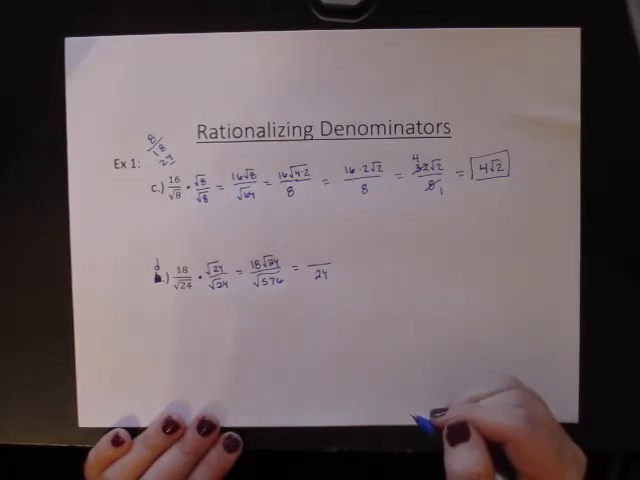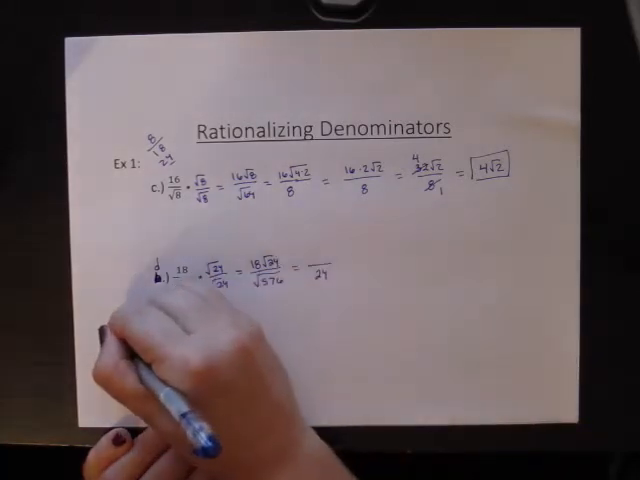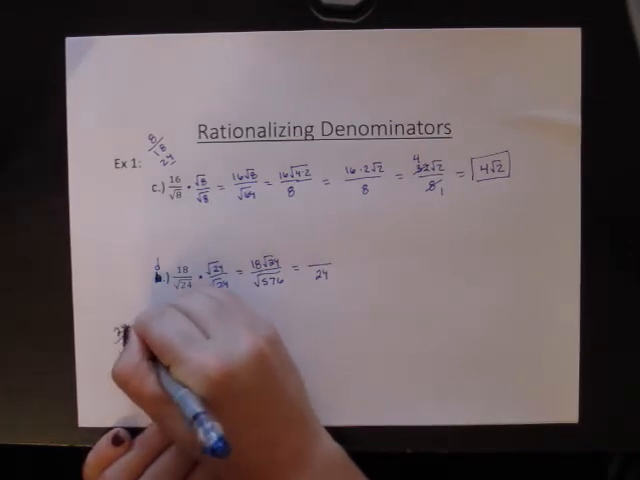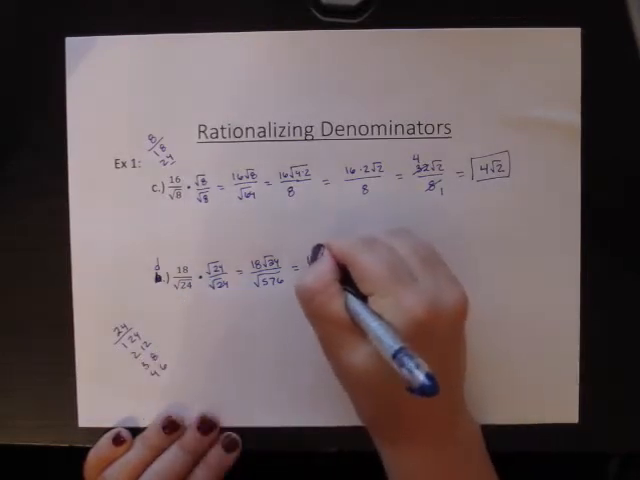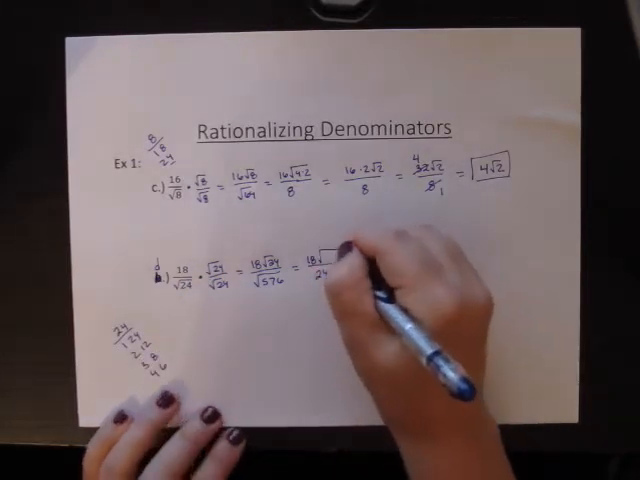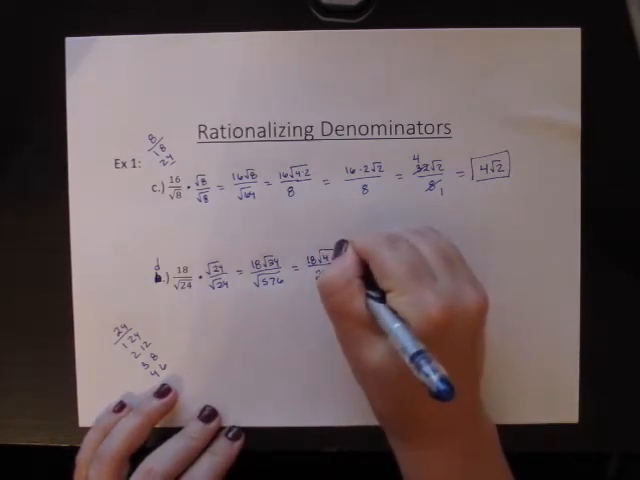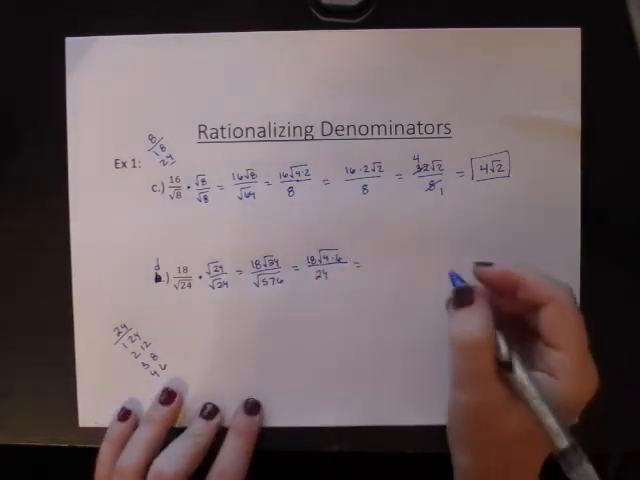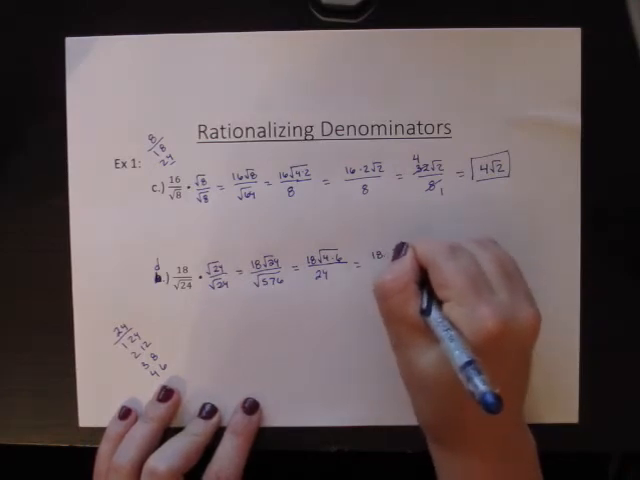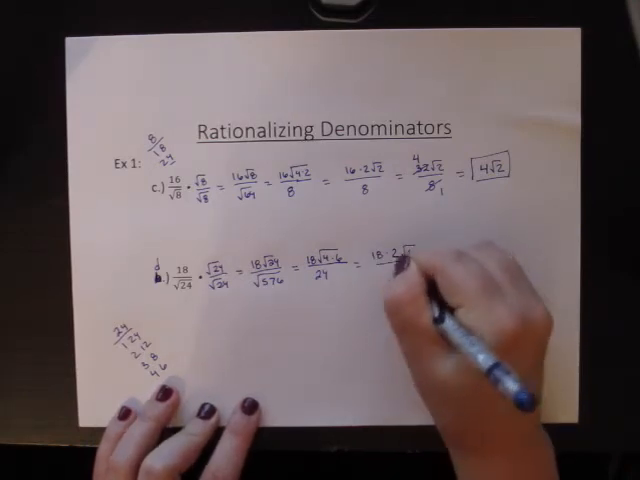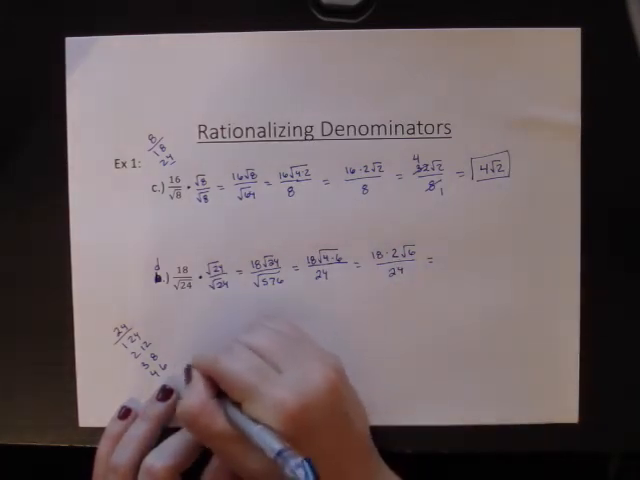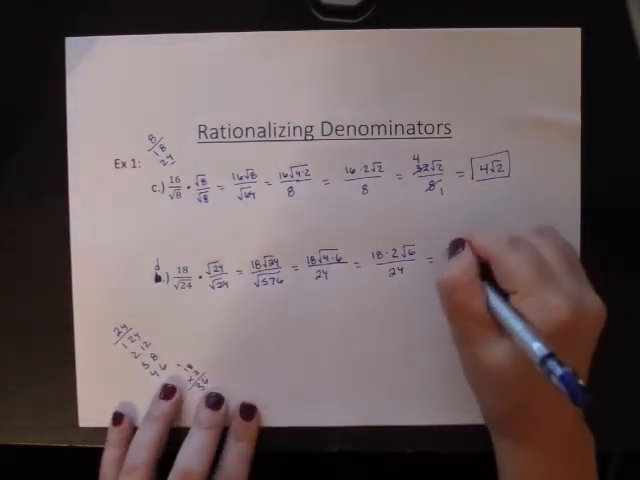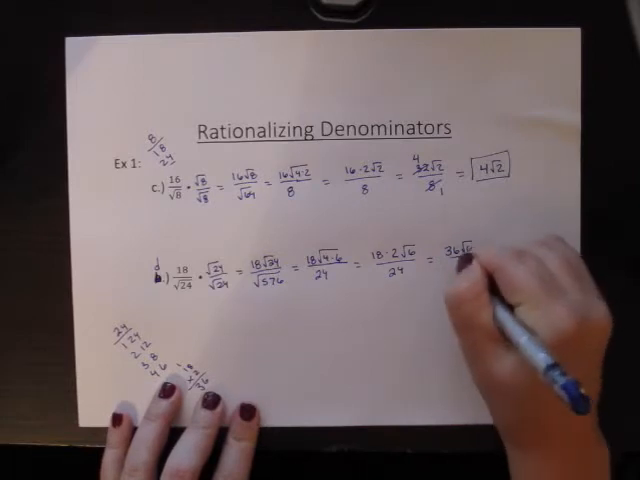And then we have to find out our factors of 24. So for 24, this is 1 and 24, 2 and 12, 3 and 8, and 4 and 6. So we got 18 square root 4 times 6. So this would be 18 times 2 square root 6 over 24. Yeah, that's what I thought it was. I just wasn't sure. So we get 36 square root of 6 over 24.